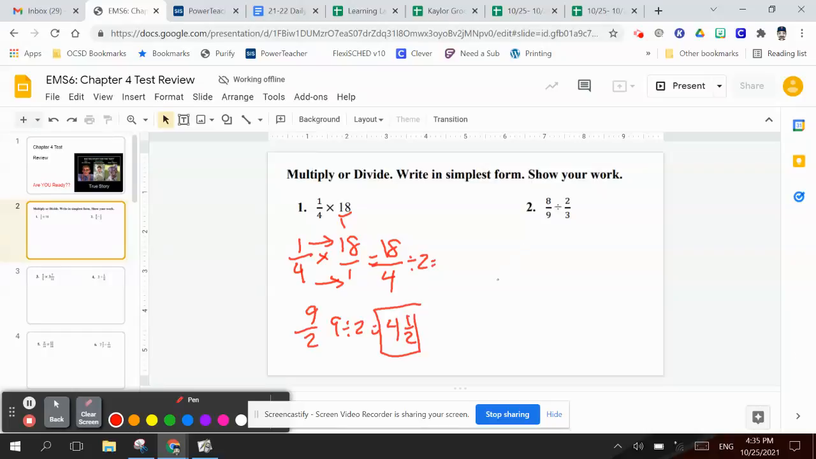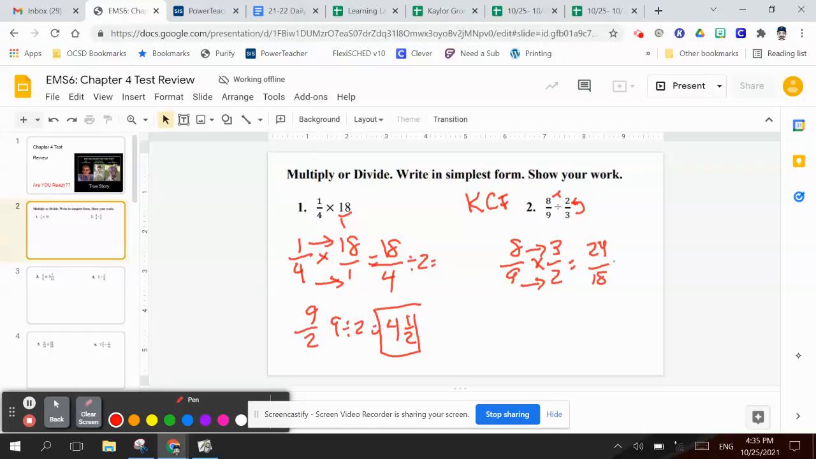Number 2, I have 8/9 divided by 2/3. So 8/9. I want to remember my keep, change, flip. Keep the first fraction, change my sign to multiply, flip the second fraction to 3 over 2. 8 times 3 is 24. 9 times 2 is 18.